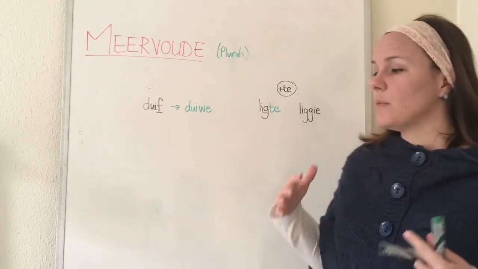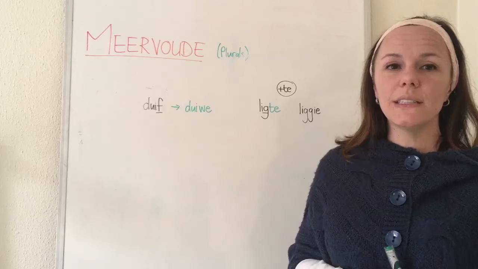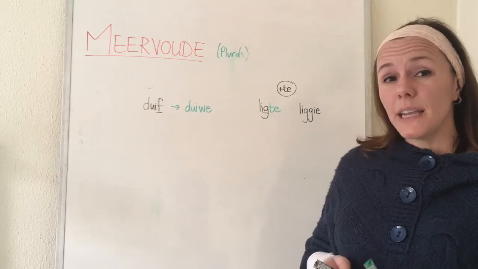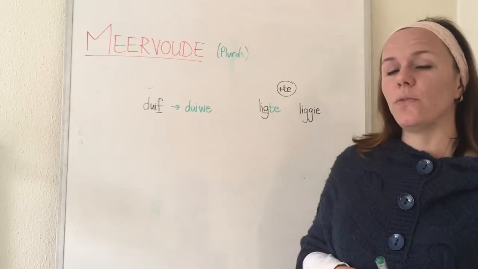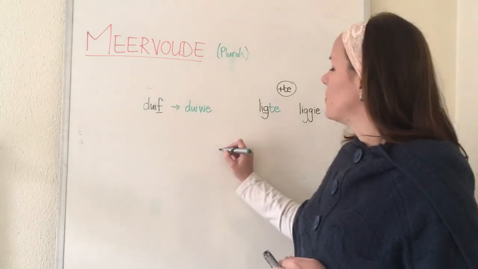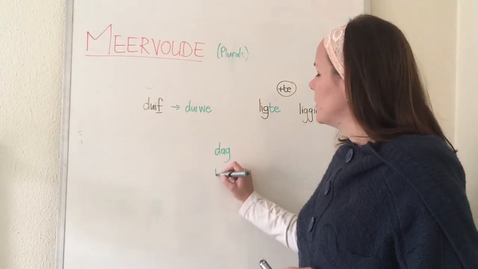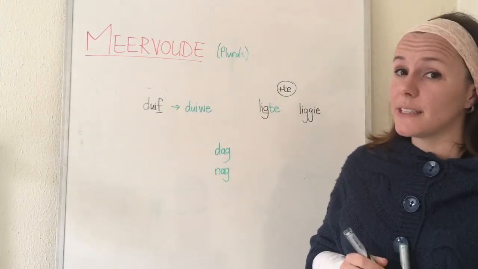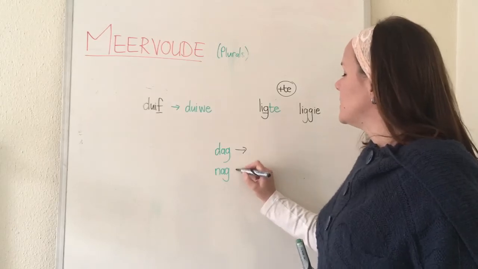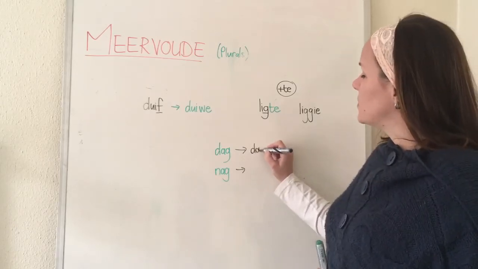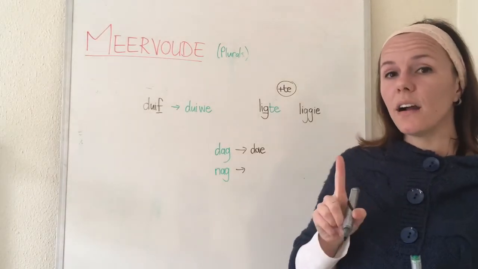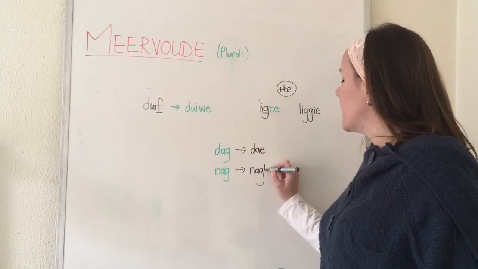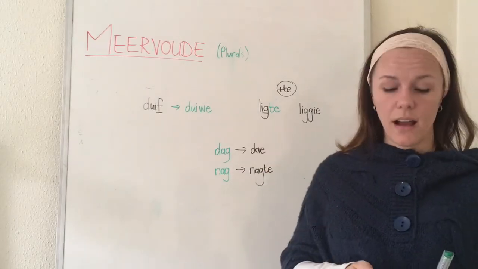So that's why I say you must go through all the examples on those pages, and then you will have a good understanding. Remember that there's always exceptions, and you have to look out for those as well. For example, dag and nag. They look very similar, they sound very similar, but the rule is different. Dag becomes dae, een dag, 2 dae, and nag becomes nagte, een nag, 2 nagte.